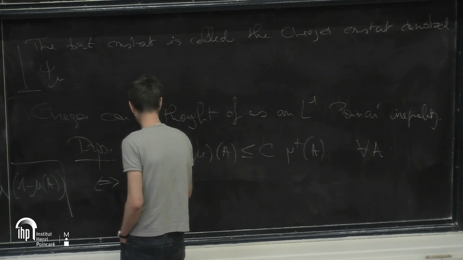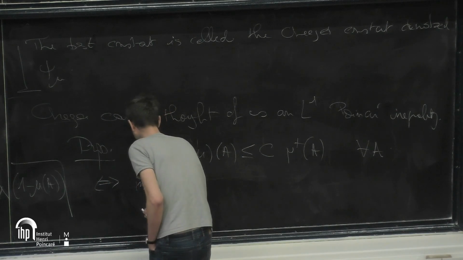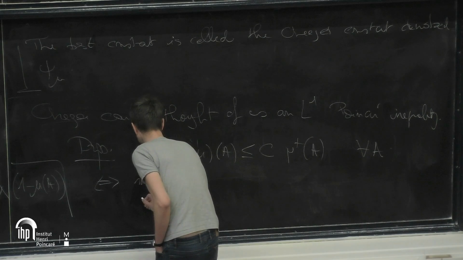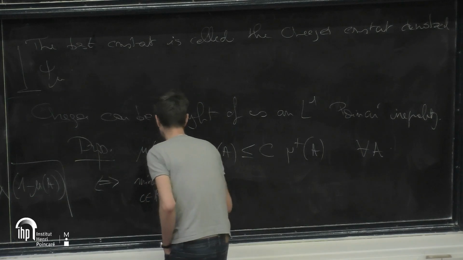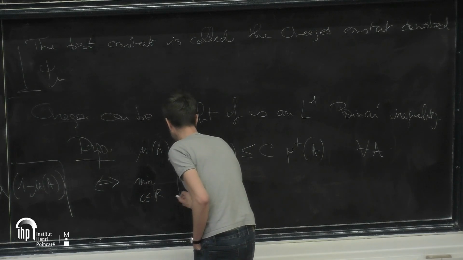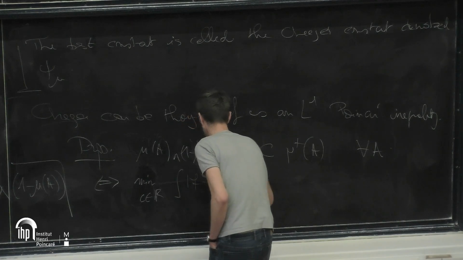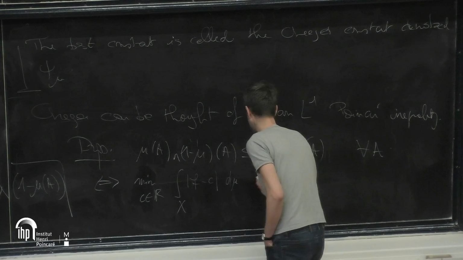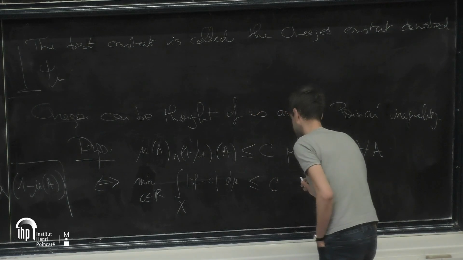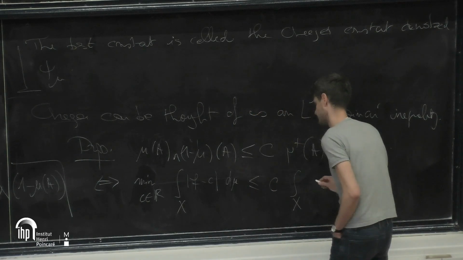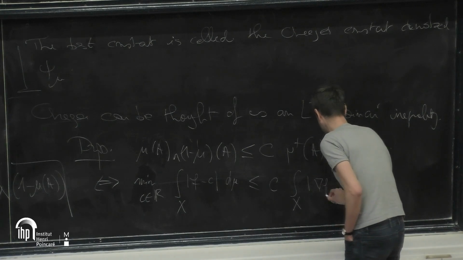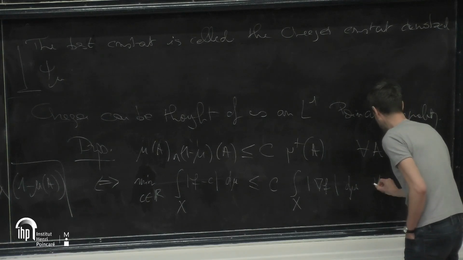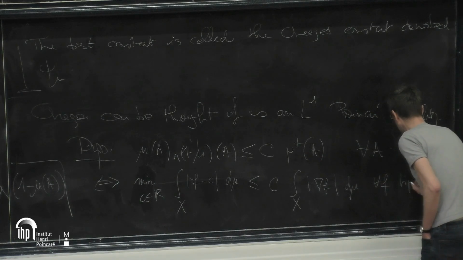To the following statement. So the infimum, well, this is actually a minimum, minimum over C in R of the integral of |f minus c| d mu is less than a constant times the integral of |grad f at x| d mu, for every f which is Lipschitz.